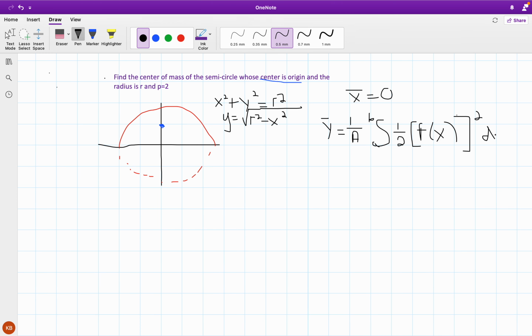dx. Now looking closely at this graph, they said that the radius is r, and this would be our radius. So this will be r, and this will be negative r. So this will be our bounds for the integral. And to find the area, we know that the area of a circle is pi r squared. And since it's a semicircle, which is just half a circle, the area will just equal pi r squared over 2.